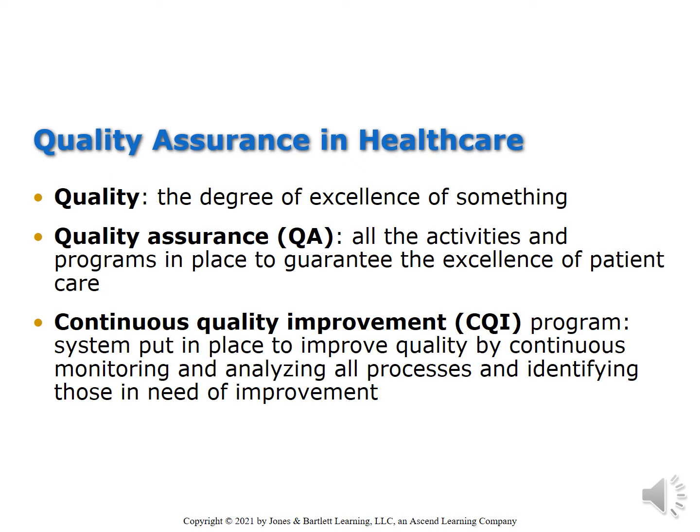And so a continuous quality improvement program is just what it says there, a system put in place to improve the quality by continuously monitoring and analyzing all processes and identifying those in need of improvement. That's not necessarily to point fingers or to place blame on anybody. It's to find out what's not working so well and try to find out how we can fix it, or to find out what is working well and try to figure out how we can possibly make it better.